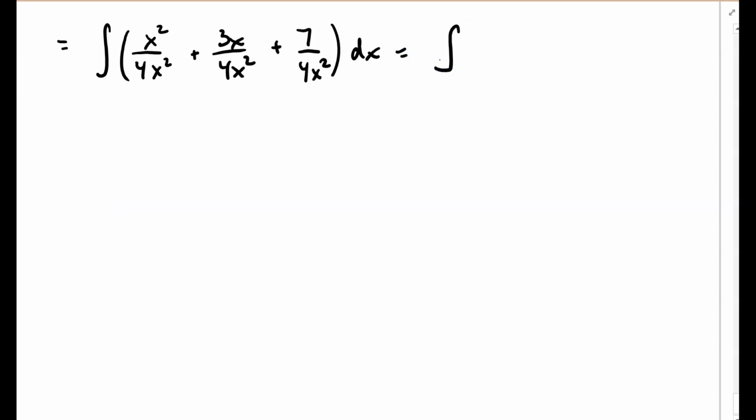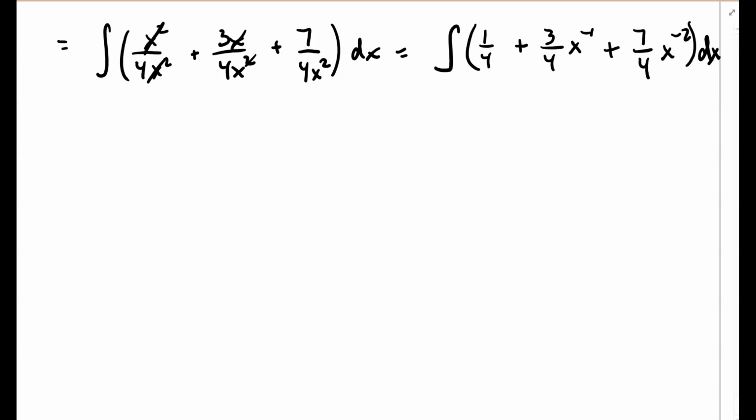So this gives us, the x squareds cancel, and I just have 1/4 plus, what do we got here? 3/4. This x is going to cancel with that one. I'm going to have an x in the denominator, so that's going to be x to the power of -1, plus 7 over 4x to the power of -2. And all of this is with respect to dx.